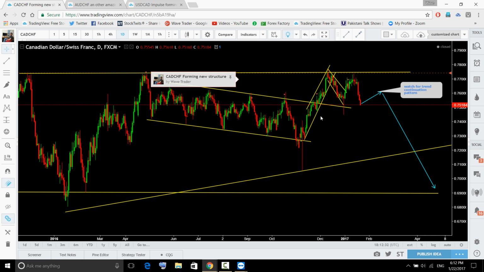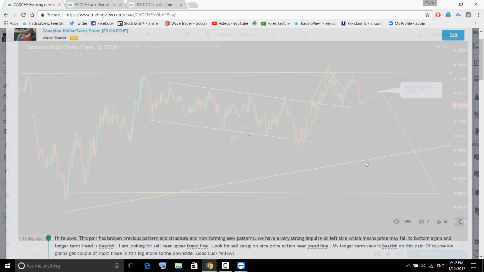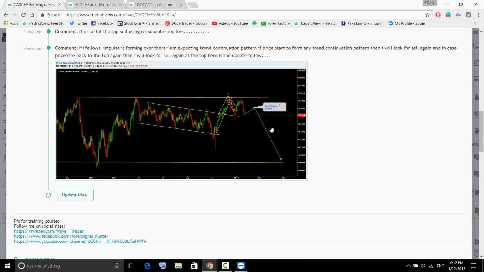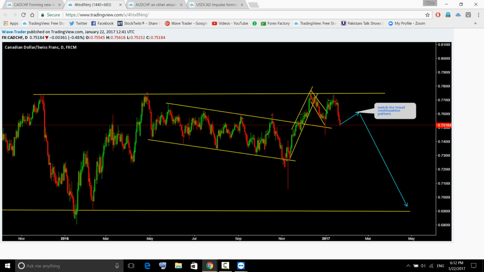The update I have posted over there, we need this continuation pattern. We can see impulses over there. Those who missed this trade, no worry, good luck. Watch for the continuation pattern. If the continuation pattern appears, then we will look for continuation to the downside. If we don't get the continuation pattern over there, we will see some impulsive sign somewhere here, then we will look for short-term upside.